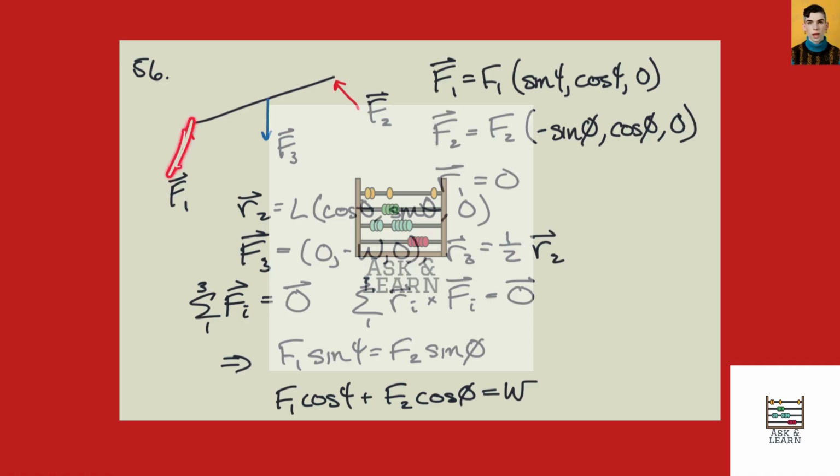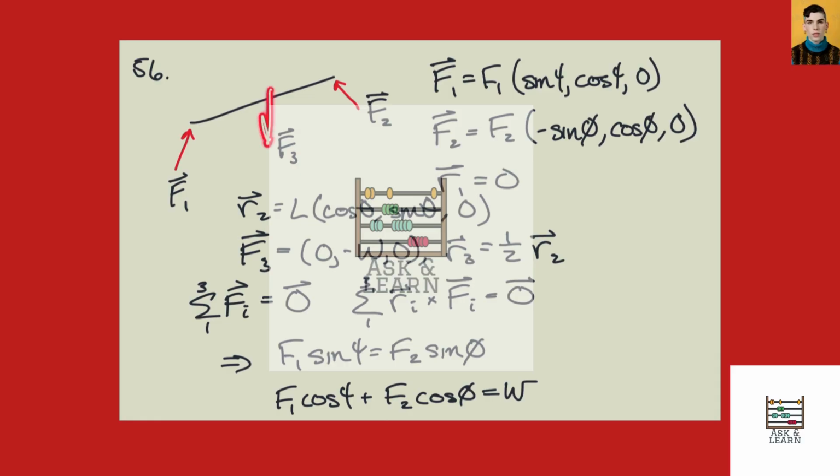There's no friction on these, so this force is going to be normal to the wall. It's going to have a magnitude F1 in this direction, and this is also normal to the wall, so it has a magnitude of F2 in this direction. Now I'm going to say this is my origin here. So R1 is 0. R2 is just this point out here, so L in this direction.